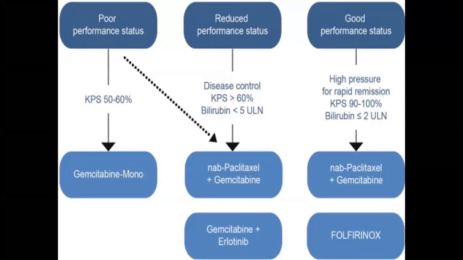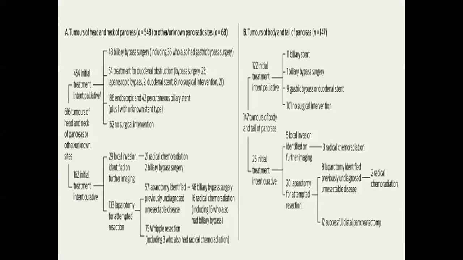Well, this is rather generic, just see it, have it, no need to remember it. That's what I never understood yet. A tumor of head and neck of pancreas or other unknown pancreatic site. Well, you can do a biliary bypass surgery, including 36 nodes, initial treatment, palliative treatment, 147 tumor body, 29 local invasion. These are all American things I will tell you, but they are no need to be remembered.